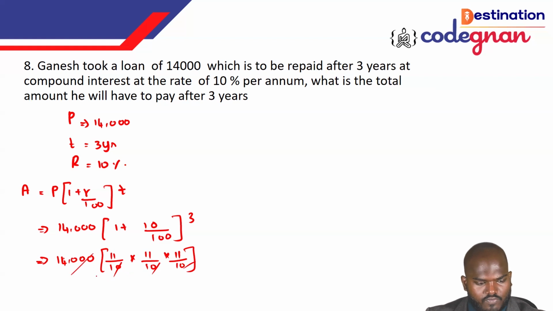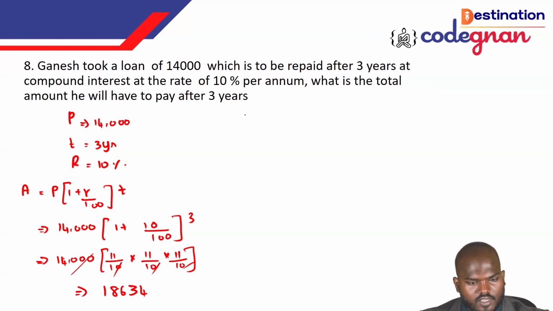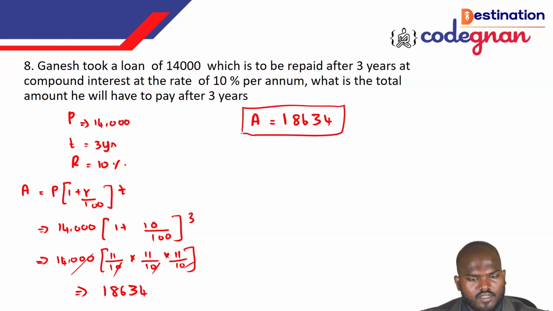11 cube times 14 will give you the answer 18634, the verified answer here. That is the total amount you will get, 18634 is the correct answer. Got it, guys? This is how you will generate the answer in this one. Hopefully you have understood this question very easily. All you need to know is that proper calculation matters.